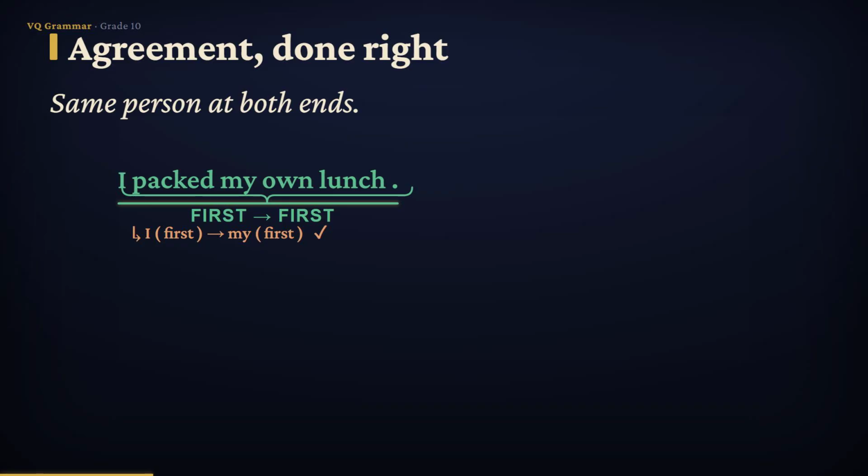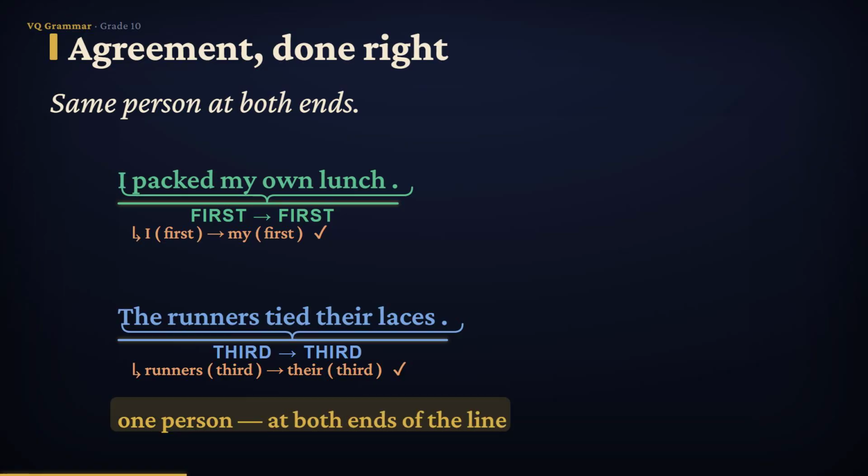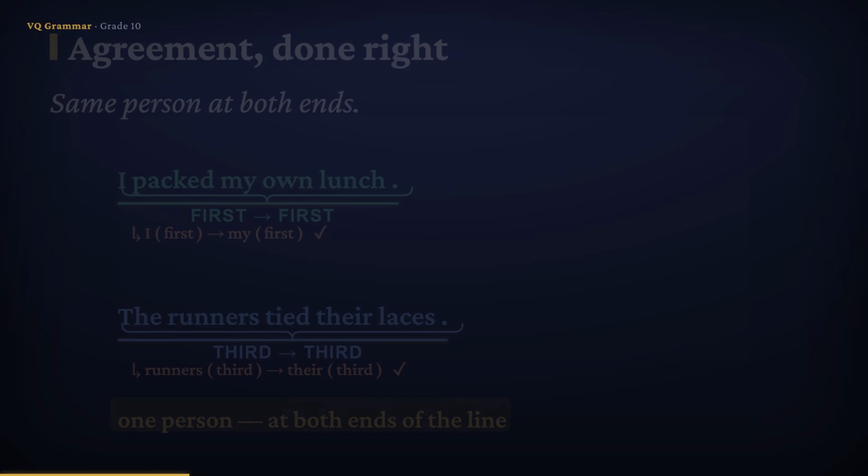Sentence 2. The runners tied their laces. Here, the antecedent runners is third person, people we're talking about. And their is third person too. Match again. So the picture I want in your head is a line running from the antecedent across to the pronoun, with the very same person sitting at both ends of that line.